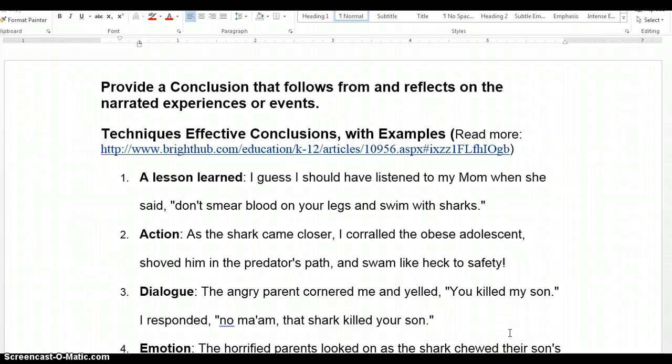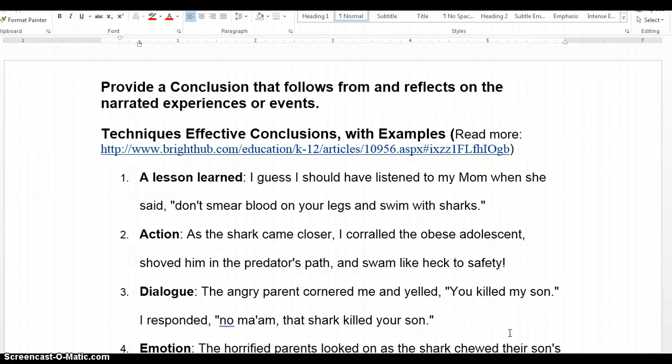Today's lesson is to provide a conclusion that follows from and reflects on the narrated experiences or events. And all that means is that the conclusion makes sense to the story. What I'm going to start with is we're going to talk about some different ways you can have a conclusion. And conclusions are tough because each story is going to be different. So you learn every time you write a story how to write a different conclusion.